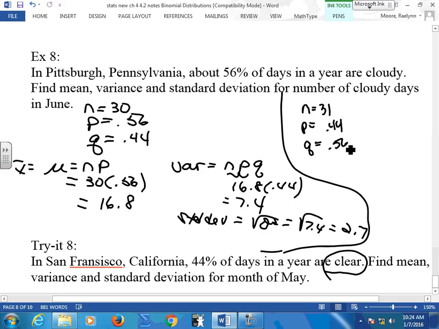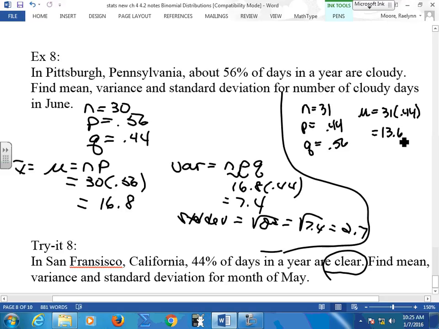Almost the same way they did that, but look what they did. They switched around what their success is. Over there, their success is being cloudy. Over here, it's being clear. Do you see the difference, the way they word the problem? They tried to get us. Oh, they sure did. So, the mean. What's the mean going to be? What'd you get, 13 point what?